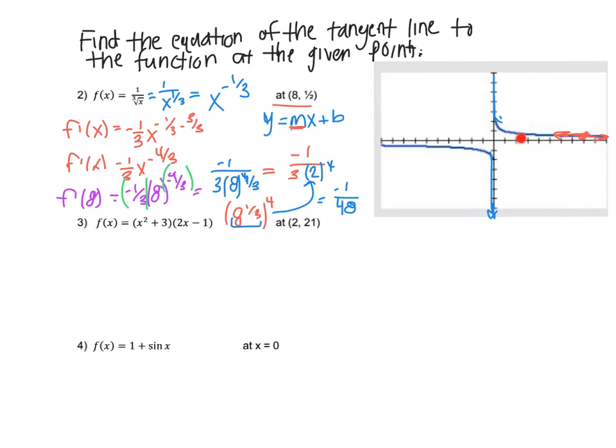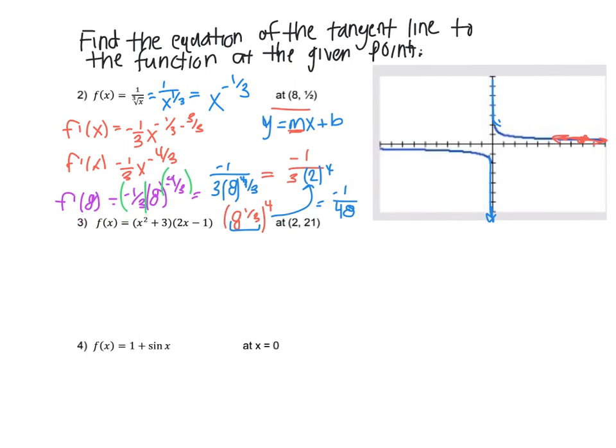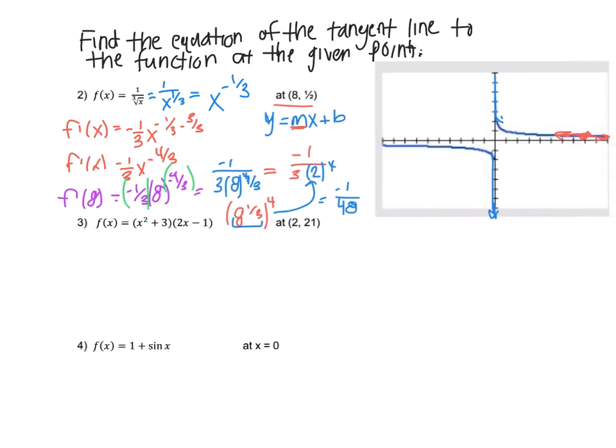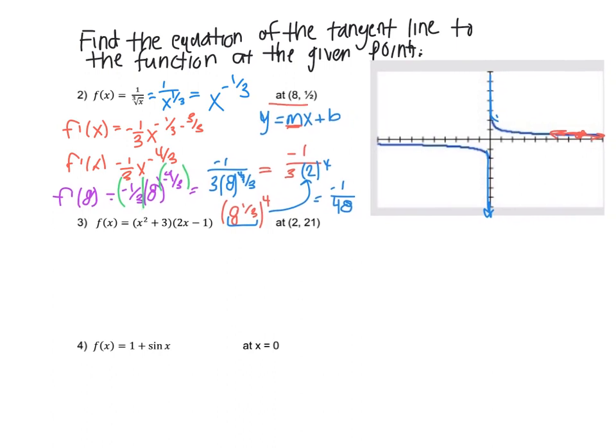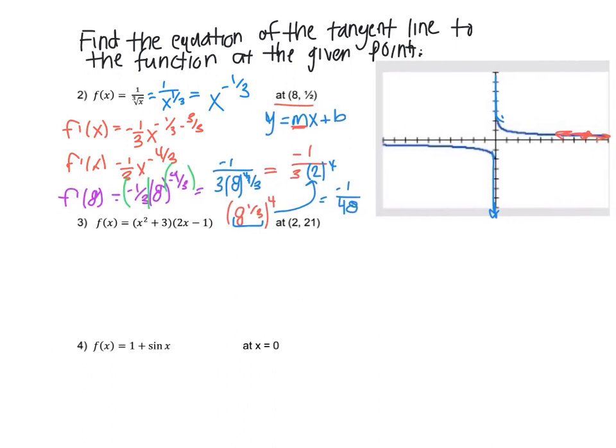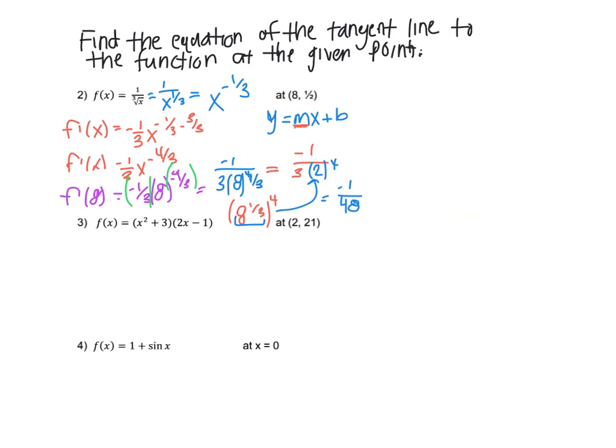I told you it was going to be really close to 0. Look how flat that curve is right there. But it is slightly going down, so it's a very, very small negative number. So that negative 1/48 should make sense to us. Now I just need to figure out the rest of the equation of that line. I'm trying to move this graph, and I can't. Okay, so I had to get rid of the graph, but I'll pull it back up in a minute.